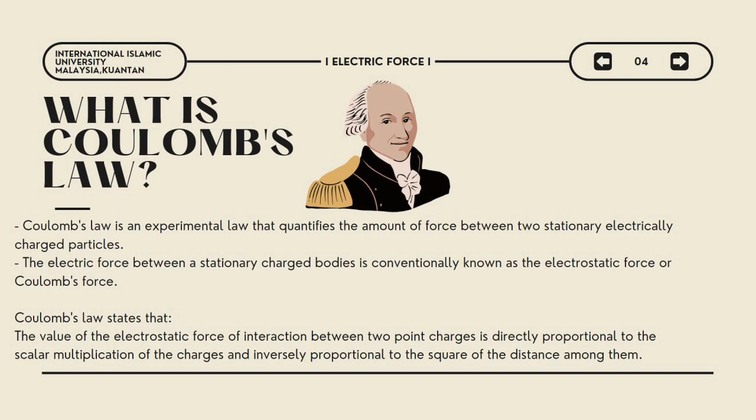Next, what is Coulomb's law? Coulomb's law is an experimental law that quantifies the amount of force between two stationary electrically charged particles. The electric force between stationary charged bodies is conventionally known as the electrostatic force or Coulomb's force. Coulomb's law states that the value of the electrostatic force of interaction between two point charges is directly proportional to the scalar multiplication of the charges and inversely proportional to the square of the distance between them.